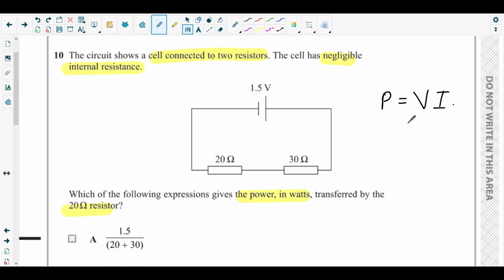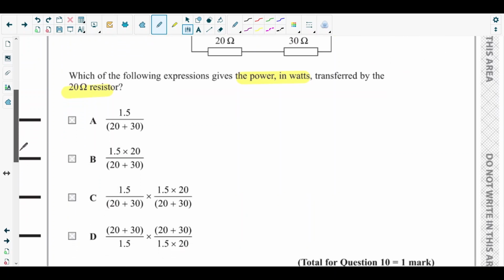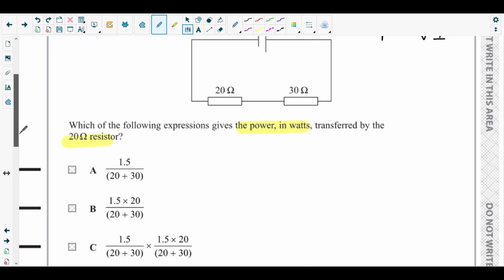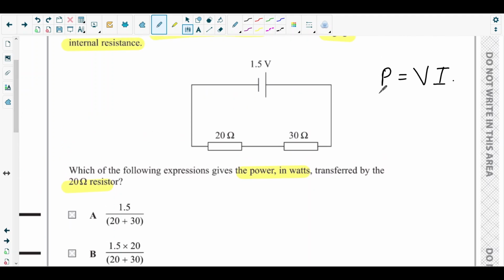So the PD across the 20 ohm resistor, do we know this? Basically we don't know this. Do we know the current? We don't know the current either. So in this case, let's have a look at the options. We have to consider this formula definitely, P equals VI. So let's use the potential divider circuit equation.